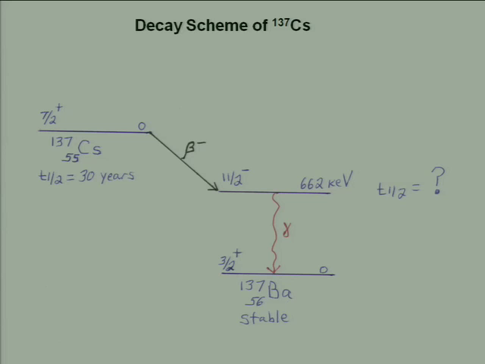It's much more likely that it will go to this state with a spin and parity of 11/2 minus. Now this state, once it's fed by the beta decay, will gamma decay to the ground state. So this is an example of a beta decay followed by a gamma decay. Because of the relatively large spin difference between this state and this state, this excited state at 662 keV lives quite a while before that gamma ray is emitted. Okay? And what we're going to do today is measure the half-life of that state.